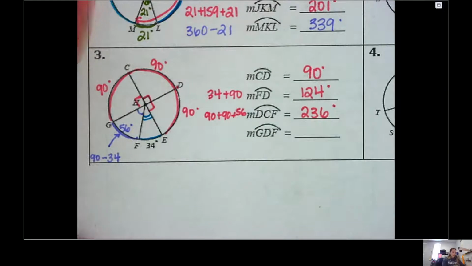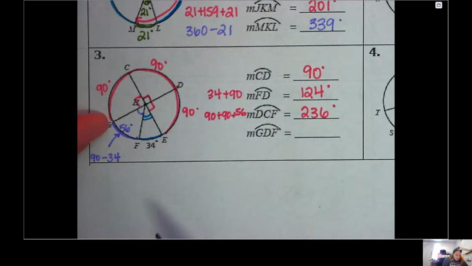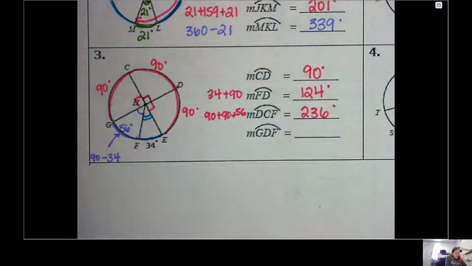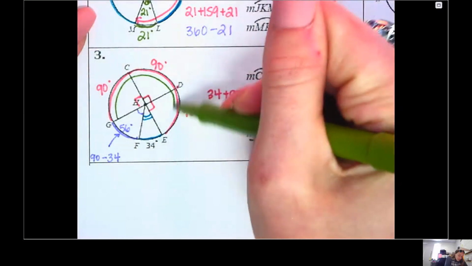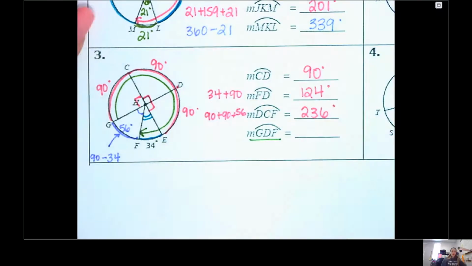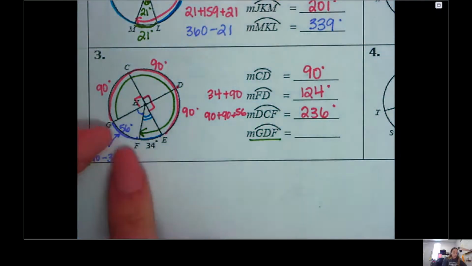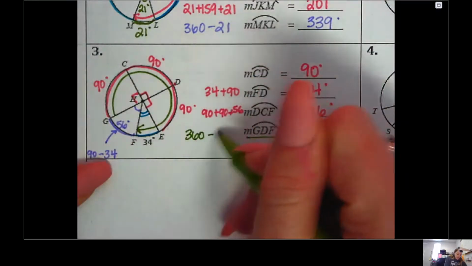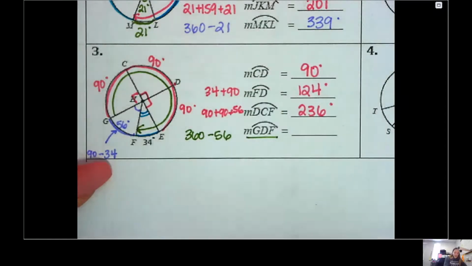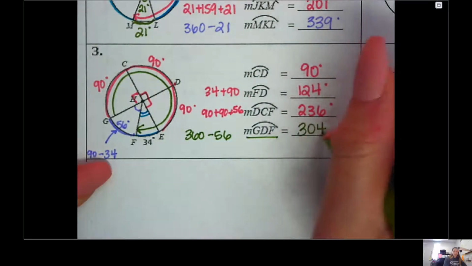And then the last one, GDF. G, you go through D, you end at F. So as you start here, you go through D, you end at F. So it's essentially the whole circle except for this 56. So I can either add them all together or I can just take 360 and subtract the 56. And my answer is 304 degrees.